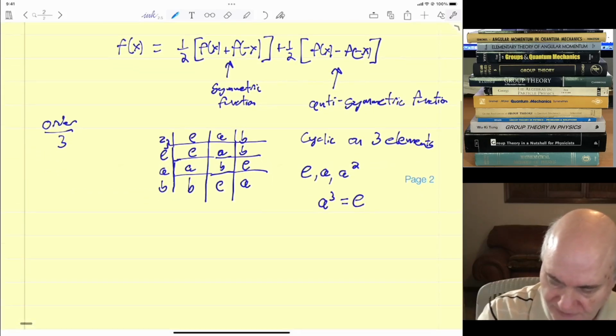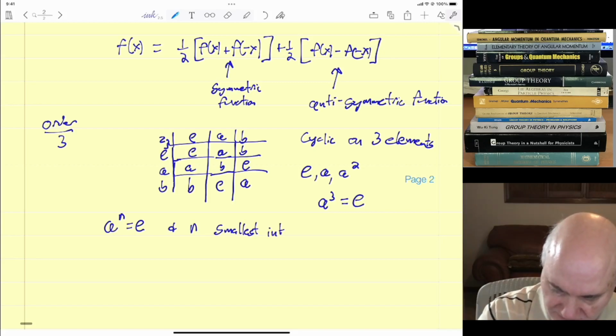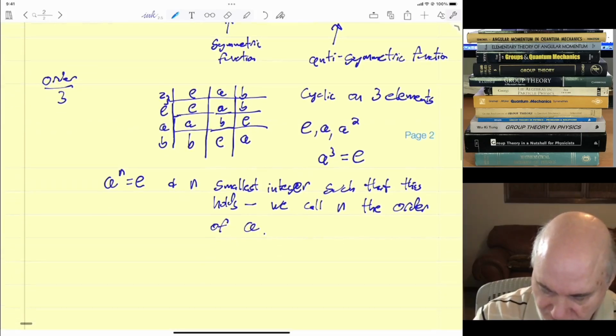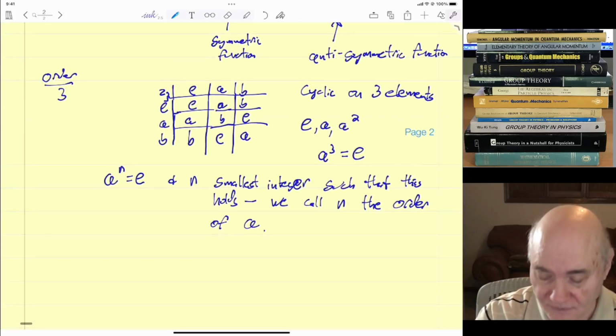As a matter of fact, whenever we have A to the n is equal to E, and n is the smallest integer such that this holds, we call n the order of A. So the order of an element is the smallest integer n such that A to the n is equal to E.